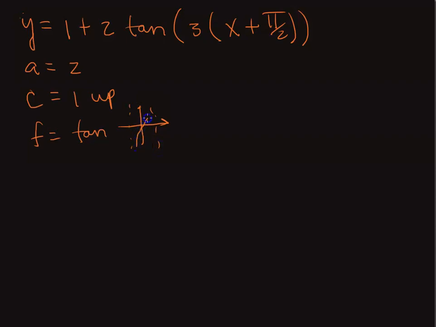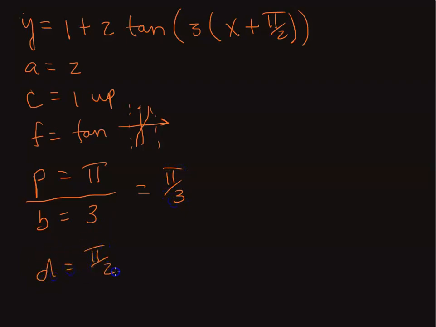Starts down, ends up. Period for the tangent is pi. B is 3, so the new period is pi over 3. And D is pi over 2, but I've thrown in a little curve here because it's plus. This is going to be left instead of right. So it's up and to the left this time.